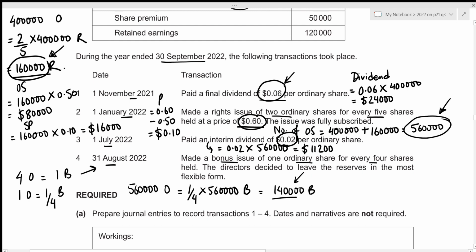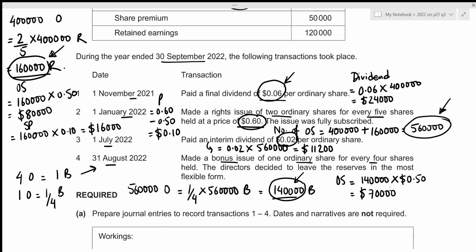And the directors decided to leave the reserves in the most flexible form, which means that this bonus issuance will be funded by our share premium, and if it is not enough, then it will be funded by our retained earnings. So let's figure out the total value to be included in our ordinary shares corresponding to these number of shares. Remember that bonus issue will always be made at the nominal rate because we are essentially funding it from our reserves, so we will not be providing any sort of premiums, right? So that will just be the total number of shares which we issued, which is 140,000, times the nominal rate, which is 0.50. So this bonus issuance will increase our ordinary share value by 140,000 times 0.50, which is 70,000.